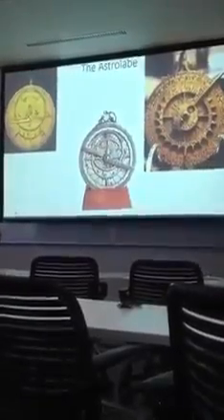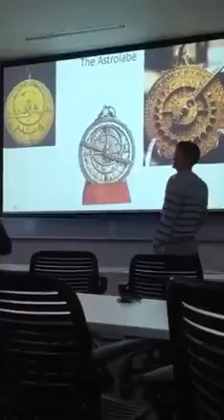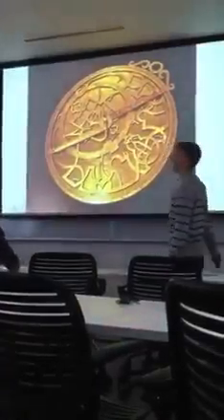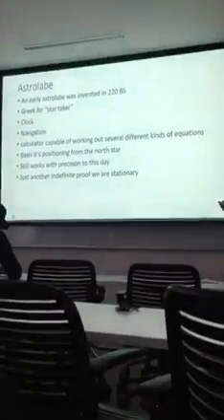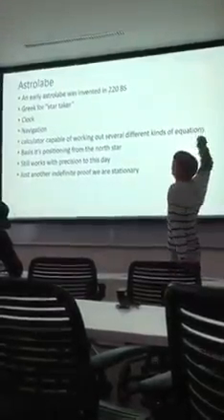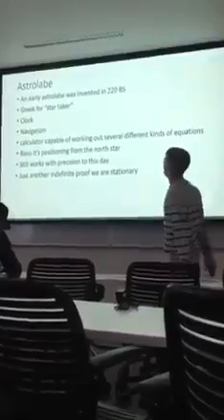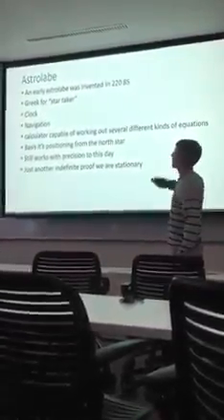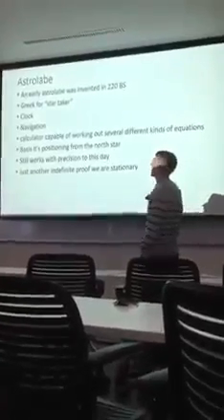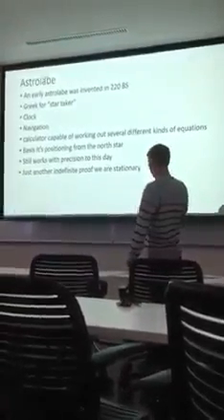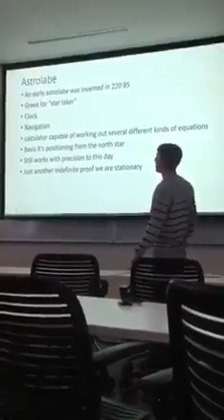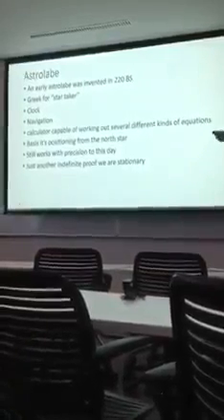Next thing I want to introduce today is the astrolabe. The astrolabe I don't really want to get into too much because it'll take all class. The early astrolabe was invented in 220 BC. Greek for a star taker. It's a clock. It's a navigational device. It's a calculator capable of working out several different equations. But the main part I want to base about this is that it bases its positioning off the North Star, still works with precision to this day. Just another indefinite proof that we are a stationary plane.